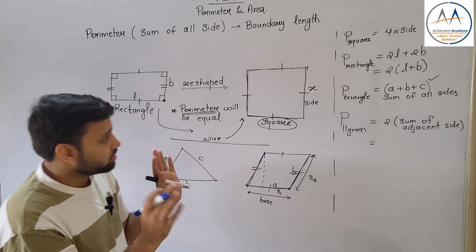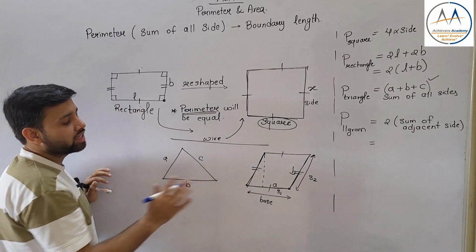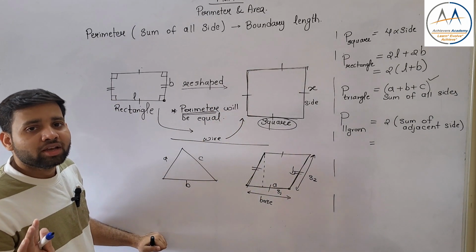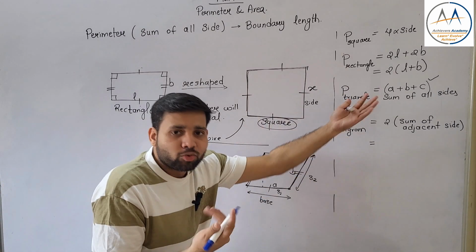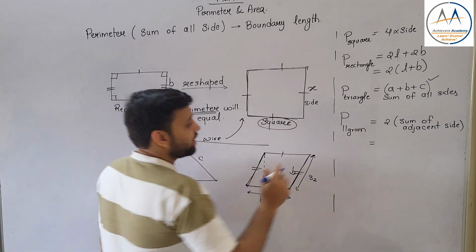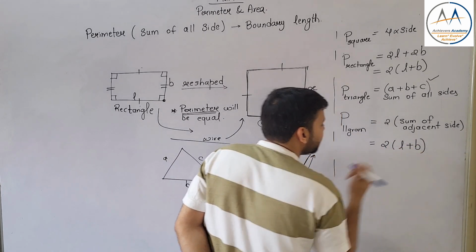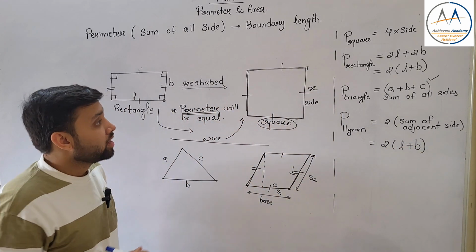The formula basically is the same, because in a rectangle the vertex angle is 90, and here the vertex angle has no such rule, so we won't go there. More and more we'll discuss the properties of a parallelogram. So let's stick to the formula: if the parallelogram has a length and a breadth, then we can write the same formula, 2(L plus B).